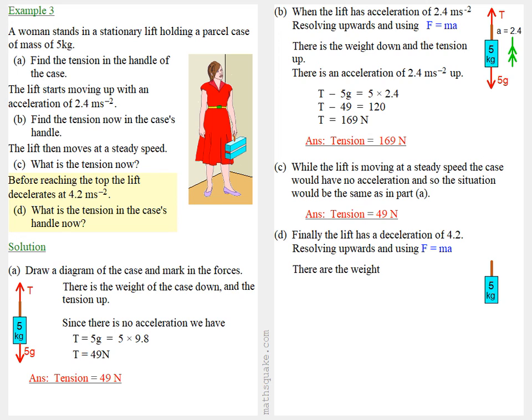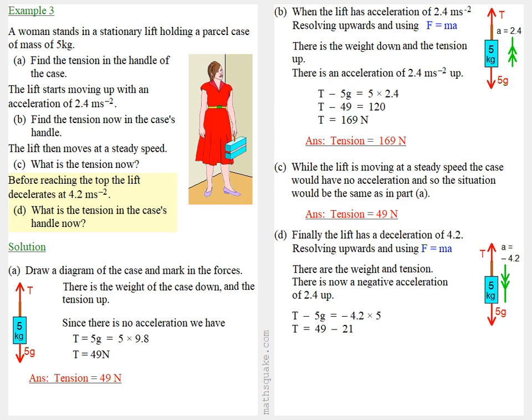Now there's a weight downwards of 5g and a tension upwards we can call t. Also, there's a deceleration of 4.2, which means there's a negative acceleration of 4.2 upwards. So we have t minus 5g equals minus 4.2 times 5. So t equals 49 minus 21, which is 28. So in the final stage, the tension in the handle is 28 newtons.